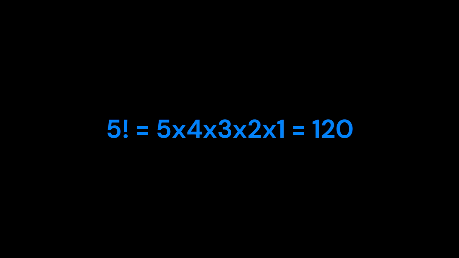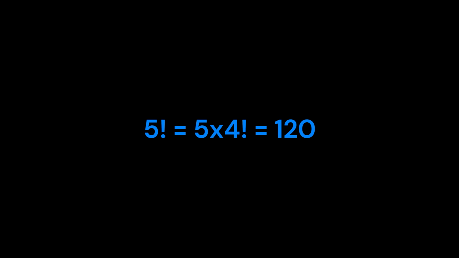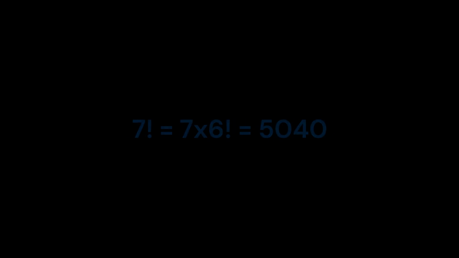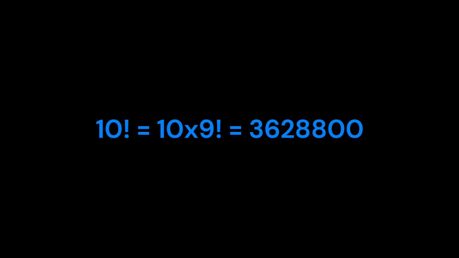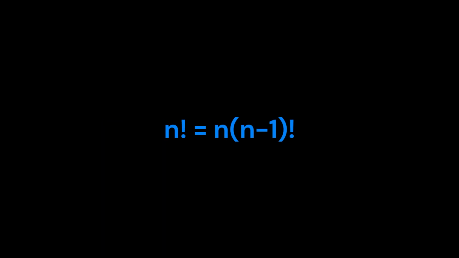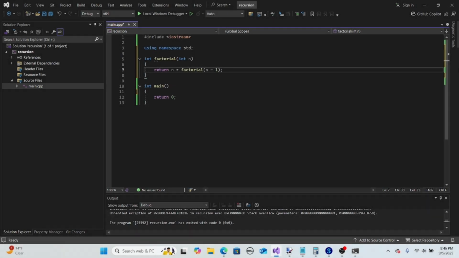Now, we could do this with some for loops, but there's actually a very elegant way to do this with a recursive algorithm. Notice that in our product, we have 5 times 4 times 3 times 2 times 1. But 4 times 3 times 2 times 1 is just 4 factorial. Same thing with 6 factorial, 7 factorial, and so on. In general, n factorial will be equal to n times n minus 1 factorial. So in our factorial function, we can simply return n times the factorial of n minus 1.